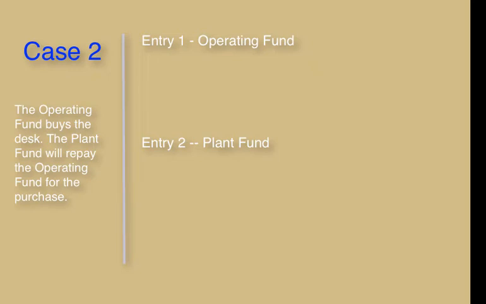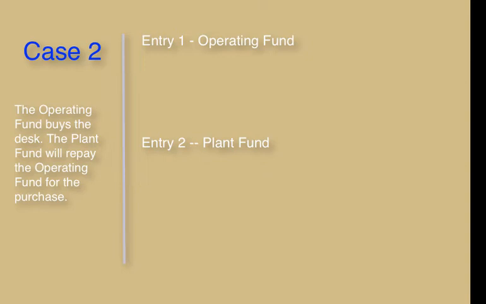In case 2, the money for the purchase of the desk is going to come from the operating fund, but this time the plant fund will repay the operating fund for the purchase. In this case, the plant fund may actually have a cash bank account. They may be funding depreciation, but the bank account normally used by this organization is the operating fund bank account. So the operating fund is the one that will pay for the purchase. In essence, the operating fund is going to loan the plant fund the money for the purchase. The plant fund will buy the desk and will show a liability until it repays the loan.